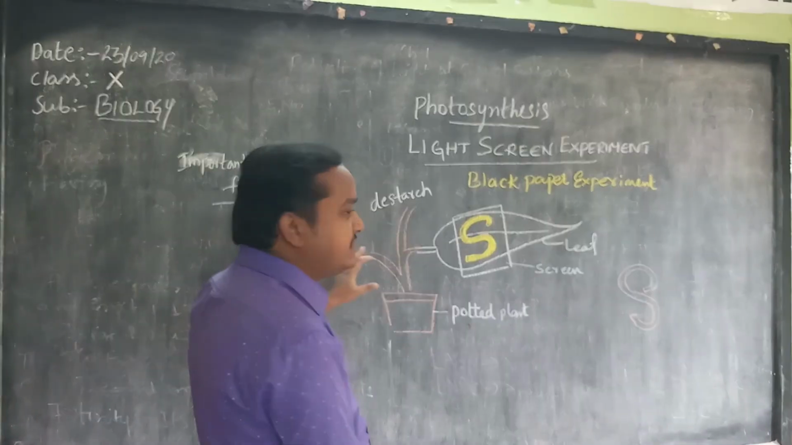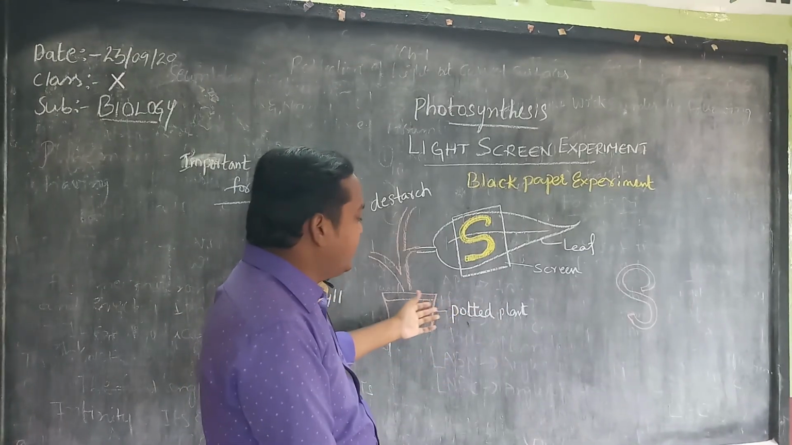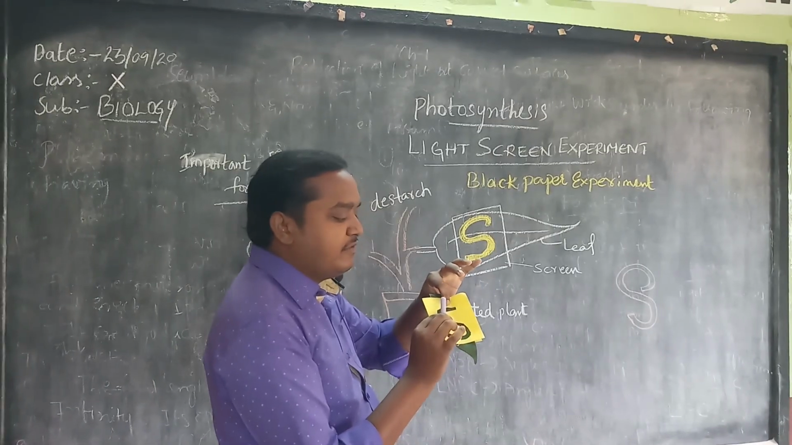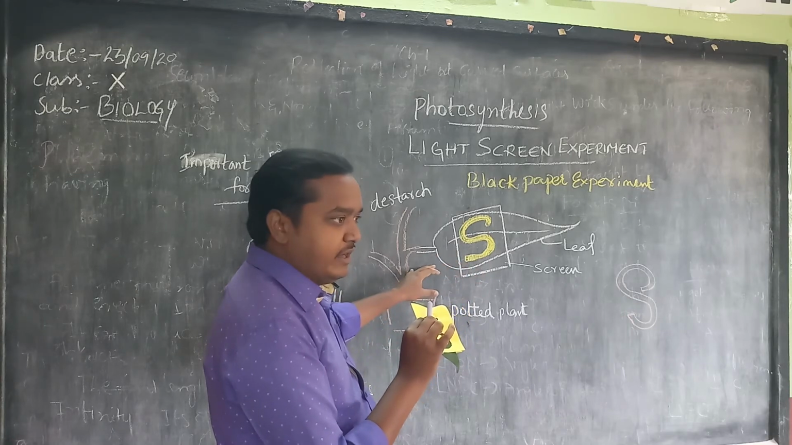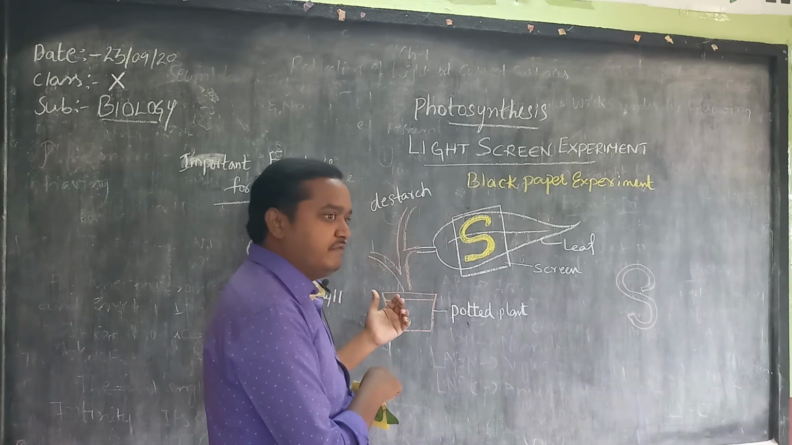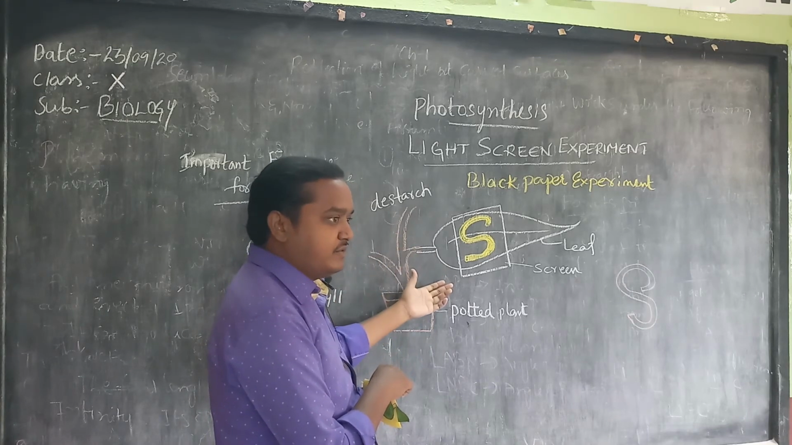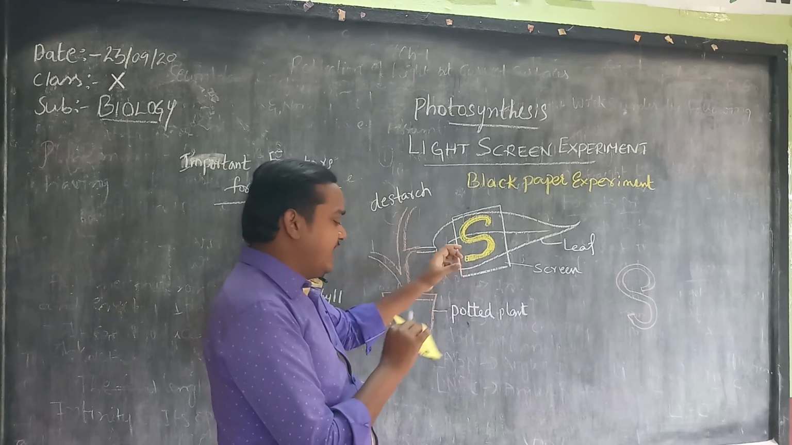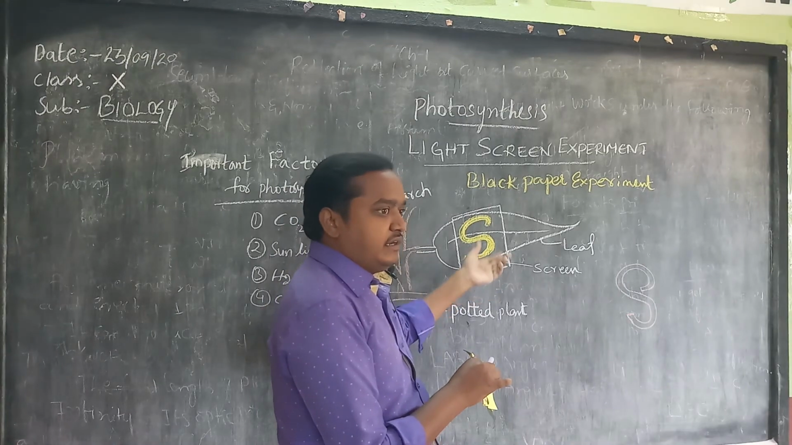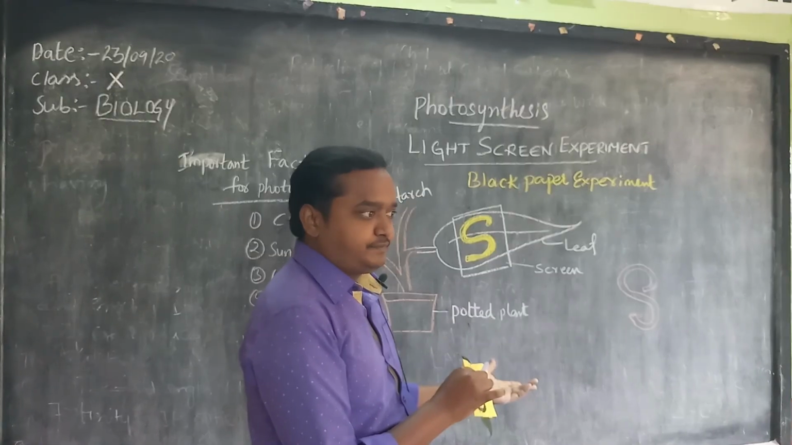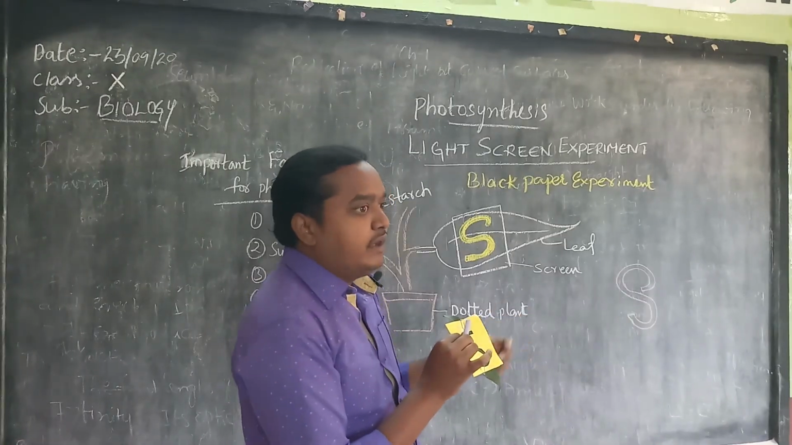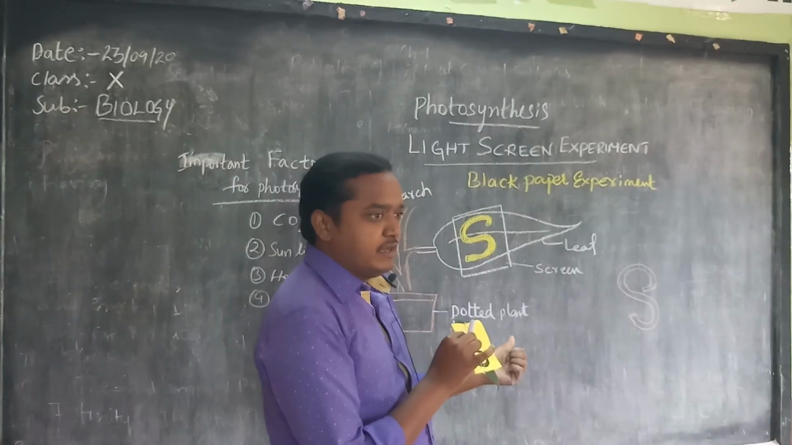For that you need some apparatus or materials. Materials are a potted plant, black paper, clips, and iodine. Procedure: take the potted plant and keep it in the dark for 24 hours. Again take it outside and keep it in the sunlight. Arrange the black paper like this. Leave it for a few hours. Then take the observation: take the leaf which is fixed with the paper screen and test it with iodine.